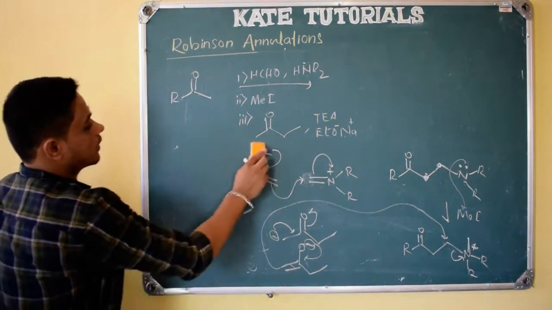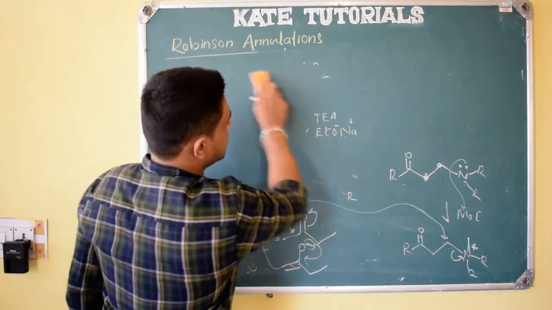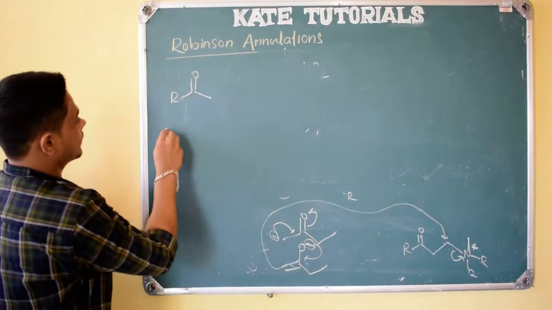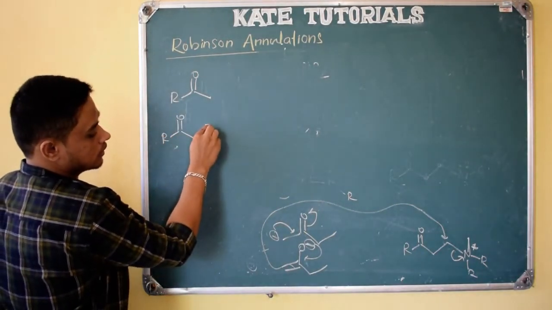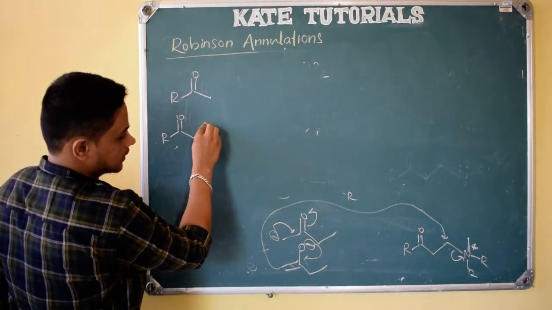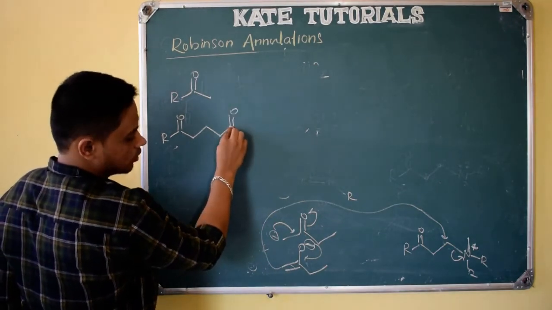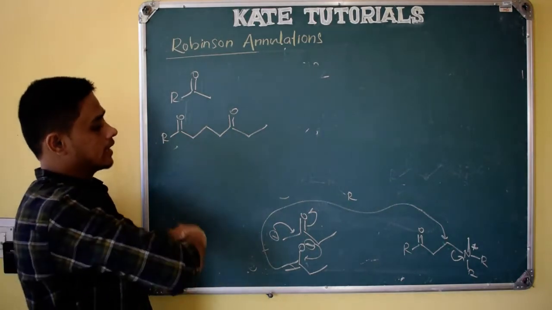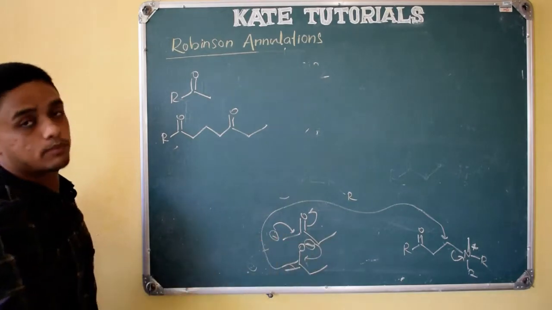So what happens, yeah, let me write here. So here we are left with R, CO, CH2, CH2, and which carbon, this carbon is attached to CH2, this carbon is attached to C double bond O, CH2, CH3, right? So this is the product, right? So Michael addition formed after SN2 with methyl iodide, and we got this product, right?